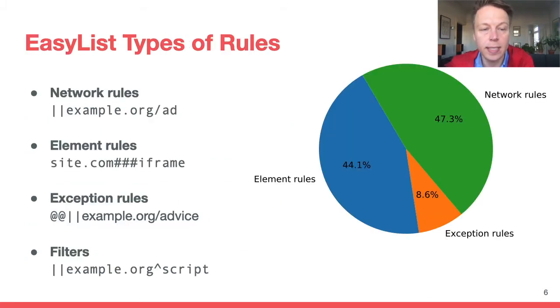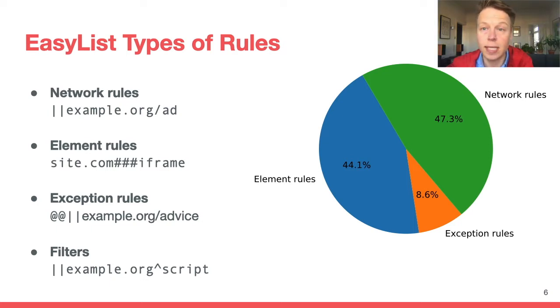So as I mentioned, EasyList contains several different types of rules. It contains network rules. Network rules describe web requests that should be canceled. So in this example, this rule would say don't load resources that match the path ad from the origin example.org. EasyList also includes element rules. Element rules describe elements on the page or subtrees in the DOM that should be hidden. So this rule here would hide all iframe elements on site.com.